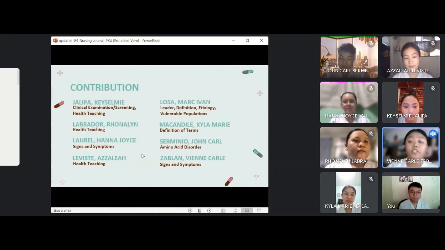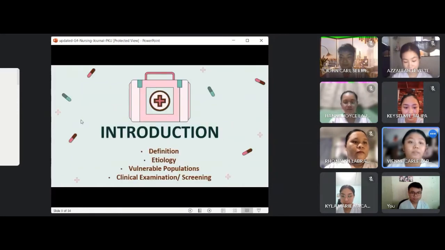And this is our contribution when making this journal. We are the group 4 with Miss Jalipa Keyselmie, Labrador Rhonalyn, Laurel Joyce, Leviste Azzaleah, with our leader, Losa Marc, Macandile Kyla Marie, Serminio Carle, and I, Zablan Vienne Carle. To give us a head start for our introduction, may I call on Mr. Losa.